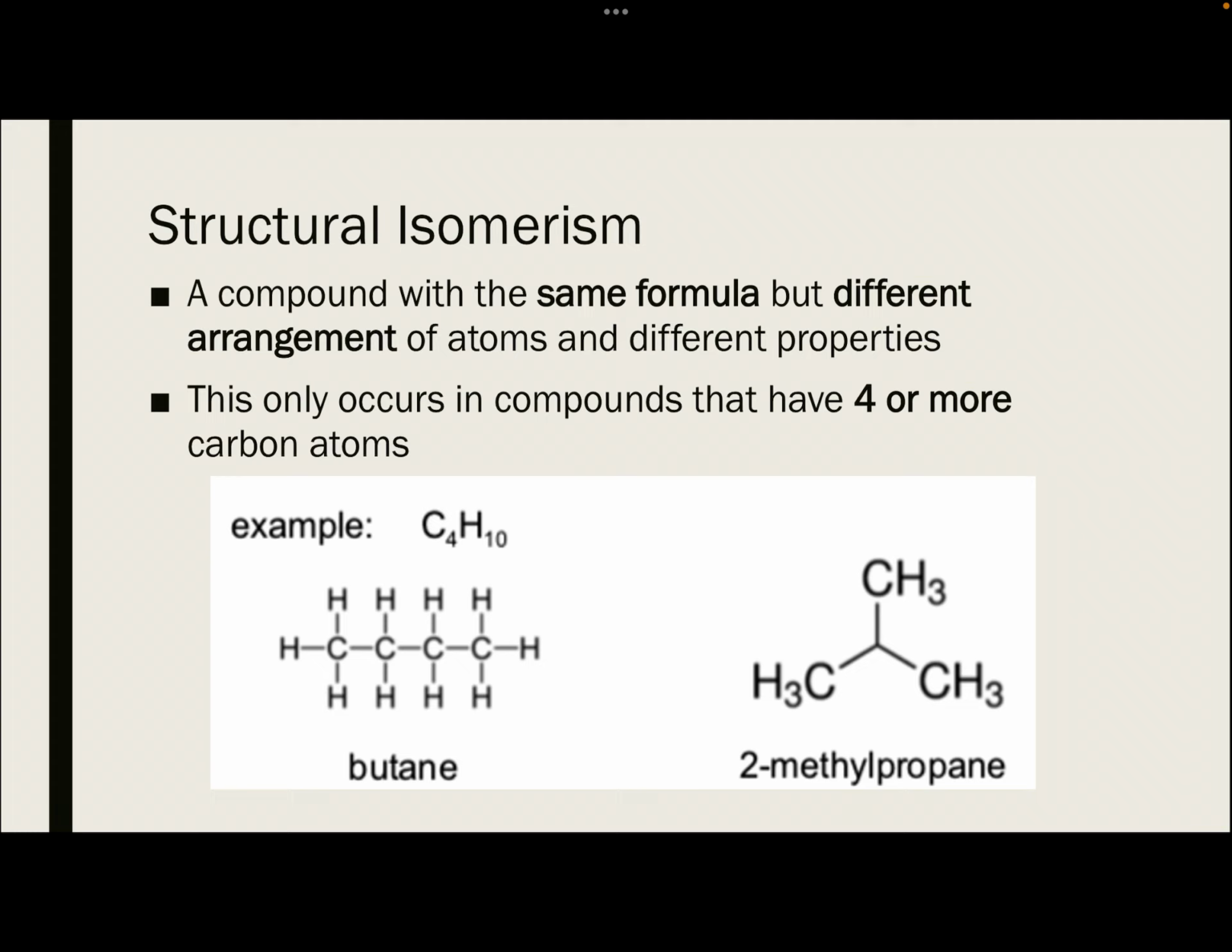So, structural isomerism is really important. It is a compound with the same formula but a different arrangement of atoms and different properties.